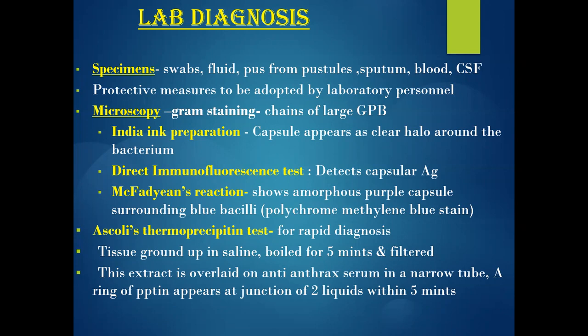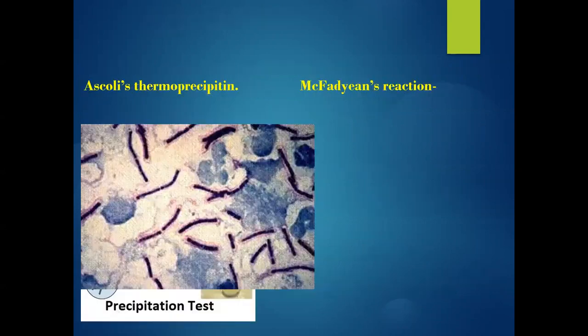Ascoli's thermoprecipitin test is for the rapid diagnosis of the disease. This is done by grinding the tissues in saline, boiling for 5 minutes and filtering. This extract is overlaid on anti-anthrax serum in a narrow tube. A ring of precipitation appears at the junction of the two liquids within 5 minutes. This is a result of Ascoli's thermoprecipitin and the McFadden's reaction.